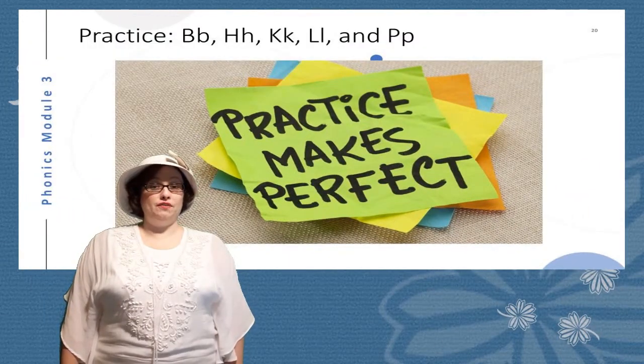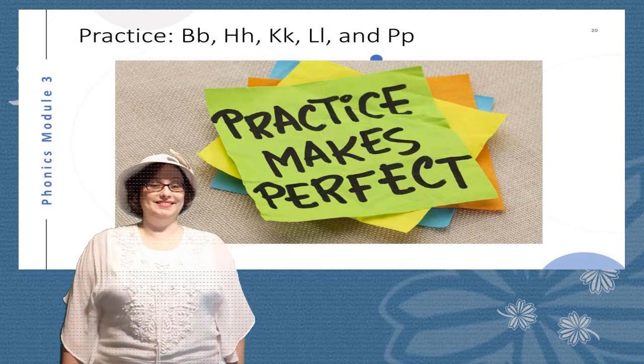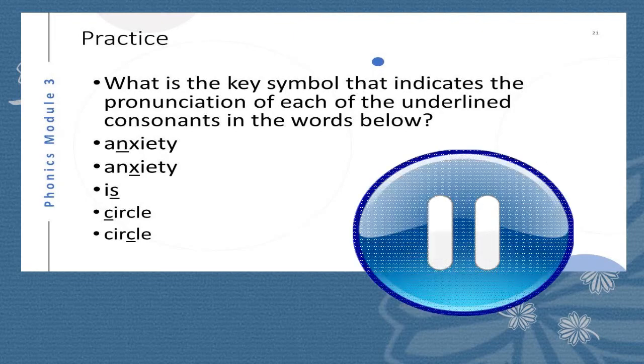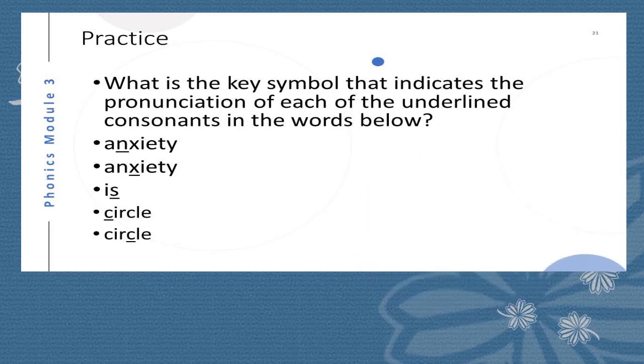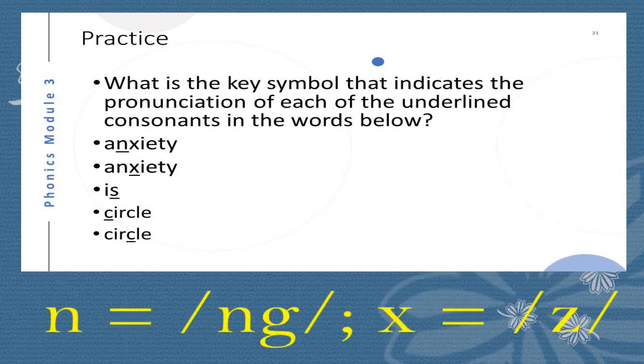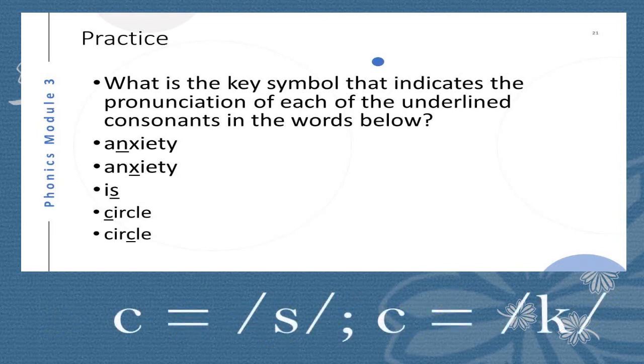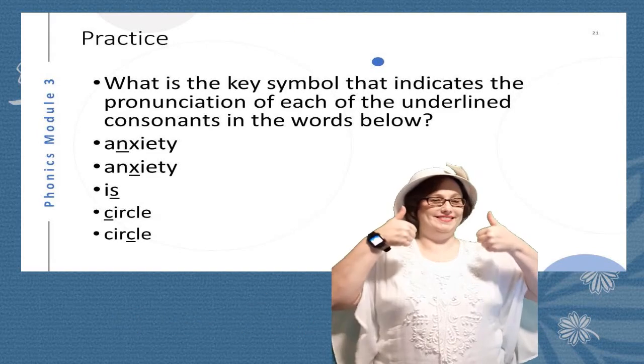Test yourself. Do you know the answers to the following questions? What is the key symbol that indicates the pronunciation of each of the underlined consonants in the words below? In the first word, the N says ng and the X says Z. In the second word, the S says Z. In the third word, the first C says S, and the second C says K. Give yourself a thumbs up if you got them all correct.